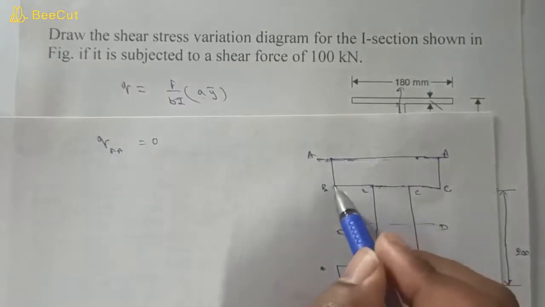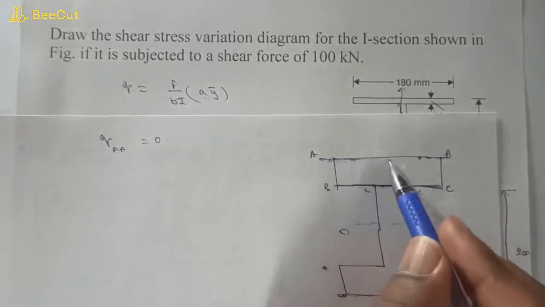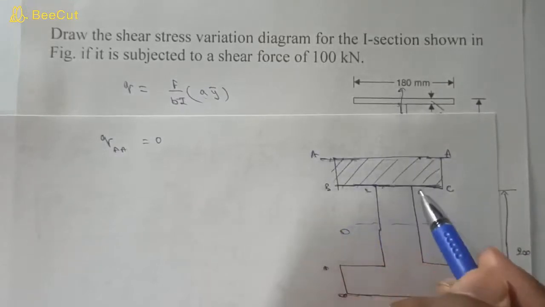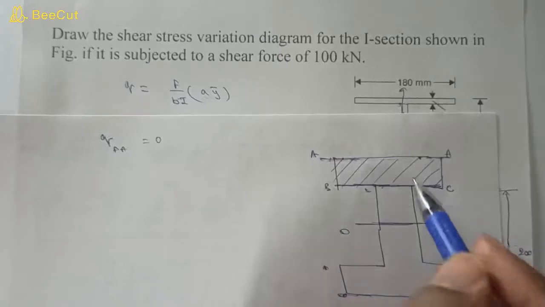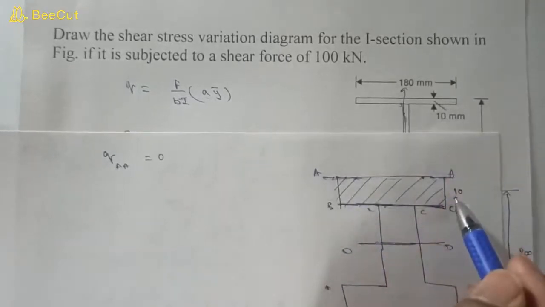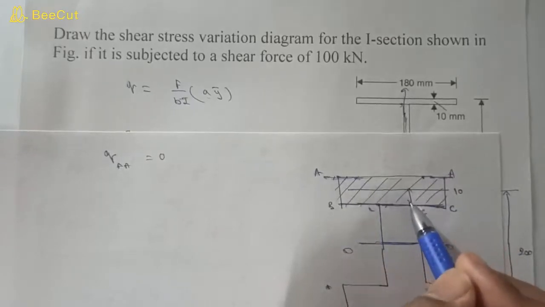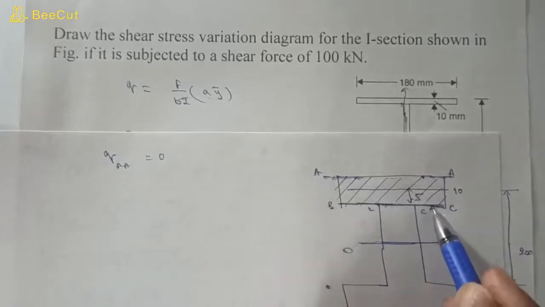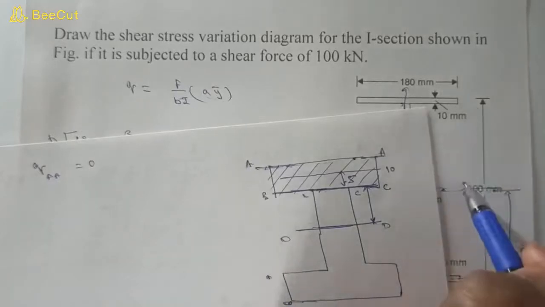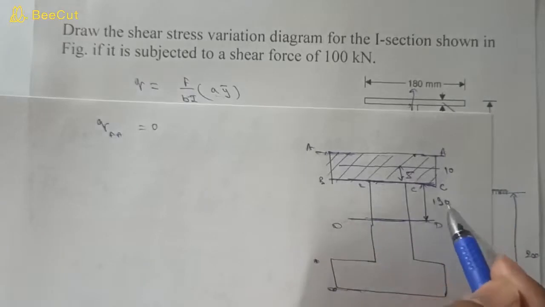Suppose we select the bottom portion of this top flange. The area will become this one, and for the distance of the centroid, from the figure we can see this is 10, so half of this, 5, is the centroid. And this one we already know is 200, so 200 minus 10 is 190.